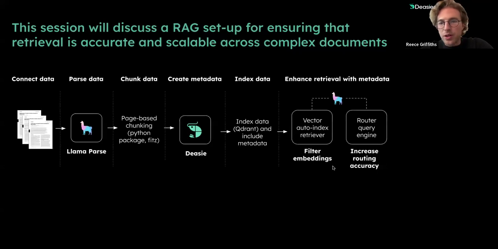And then we're going to look at two approaches to leveraging that metadata to improve RAG. One is filtering the embedding space based on some metadata attributes. And secondly is using a router query engine to effectively use an LLM to assess document-level metadata and make an assessment as to, for this question, which is the best document to retrieve the answer from.